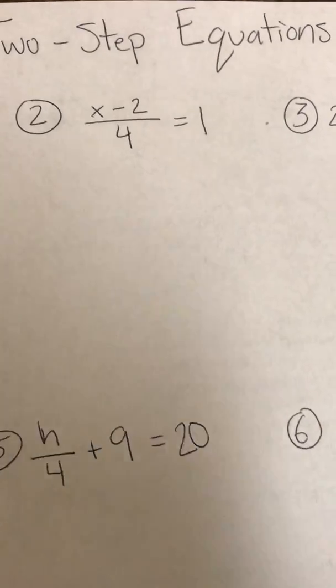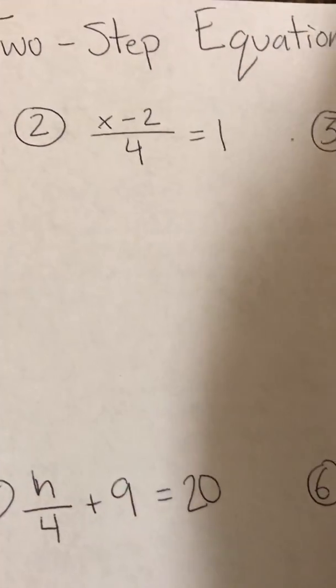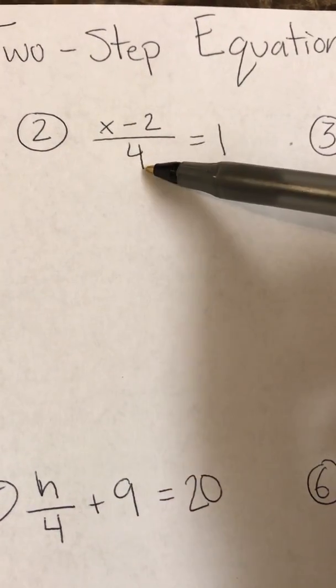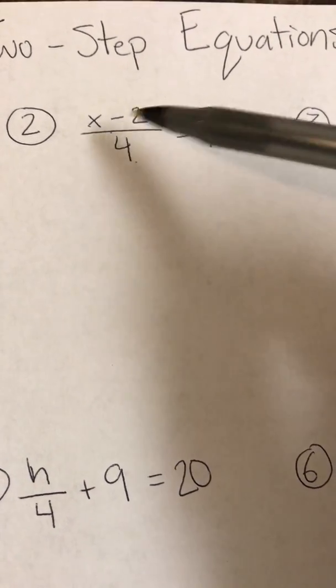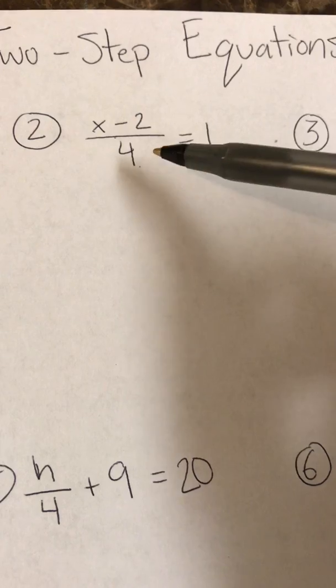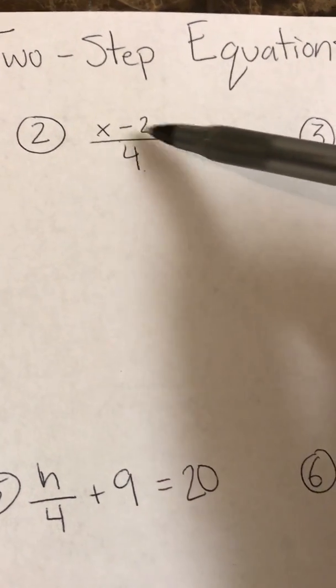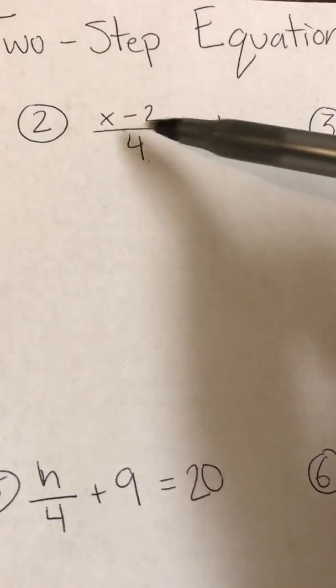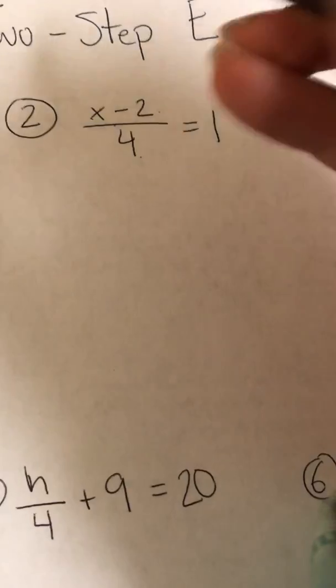Go to number 2. We have x minus 2 over 4 equals 1. So we need to get the x by itself, but the first thing we need to take away is this 4. We need to get this 4 out of the way so we can deal with this x minus 2. Now, you see how there's a fraction? It doesn't look like a normal fraction, but there's a fraction bar separating it. And remember, that means division, so we need to multiply.